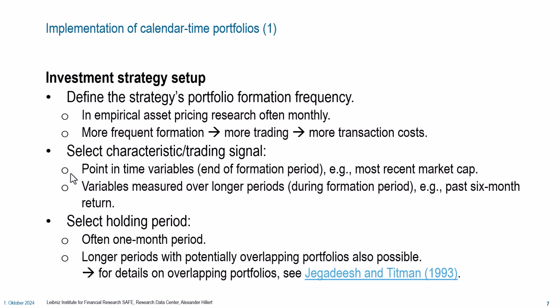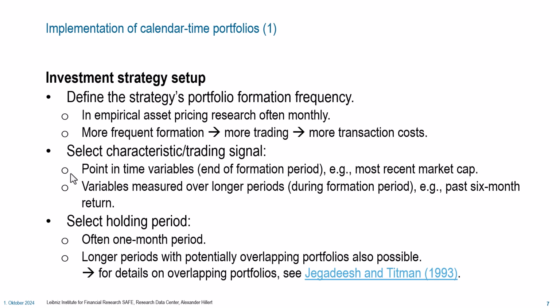There could also be variables that you measure over longer periods going further into the past, so that you measure during the entire formation period. For example, you could construct a strategy where you look back over the previous 6-month return of a stock and then buy the stocks that had the highest returns, so buy past winners, and you sell stocks that had a poor return, meaning you short past losers.